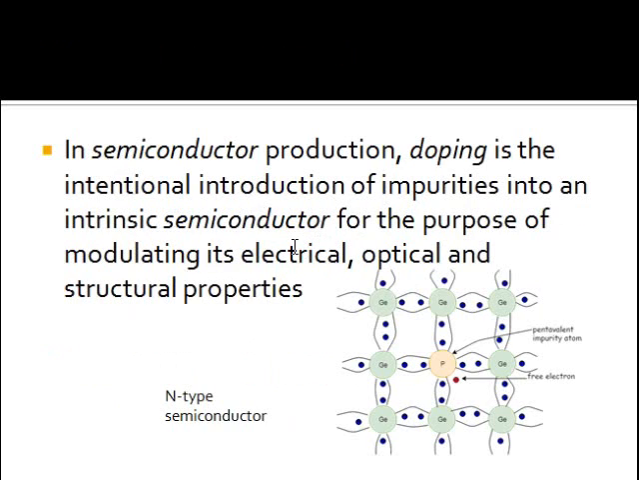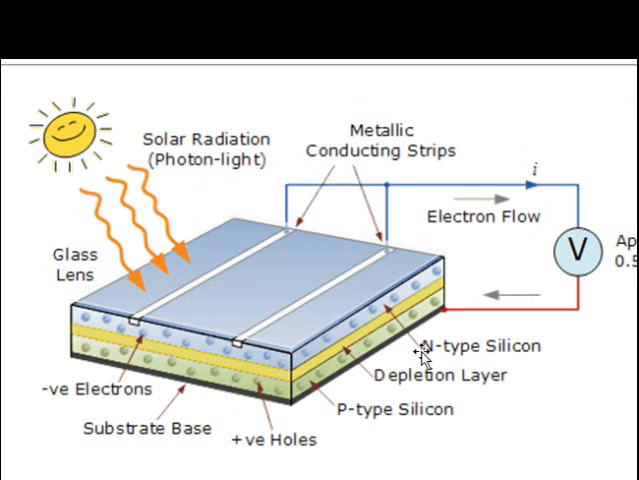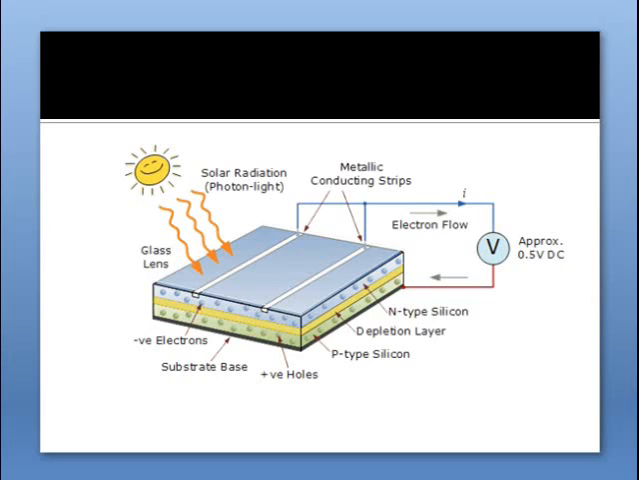Next, to work with a PV cell, we need to have a semiconductor. We will come to this slide later, but here if you see, we have the semiconductor junction, N-type silicon, P-type silicon, and we have the PN junction. This blue and green junction is the PN junction.